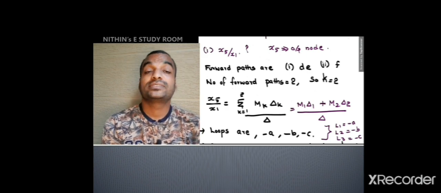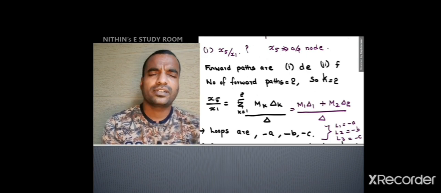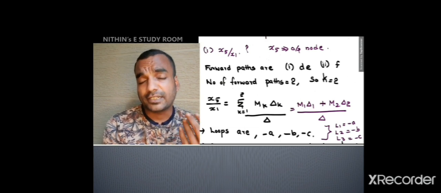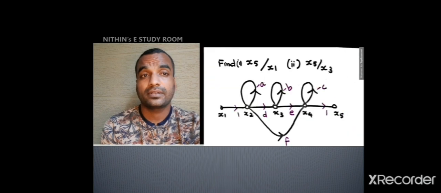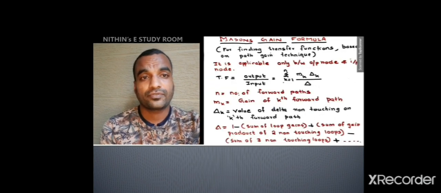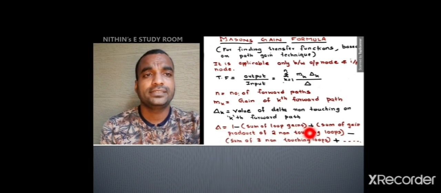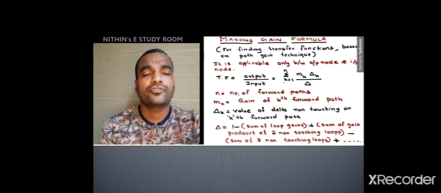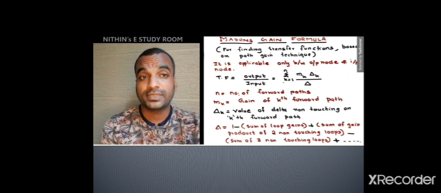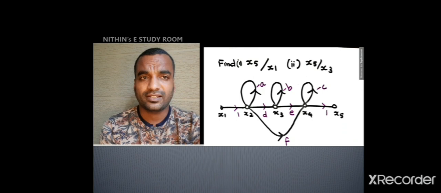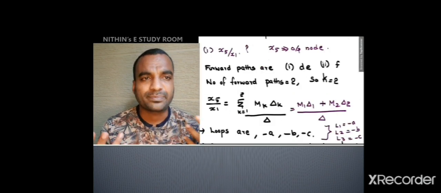Now it's time for finding delta. Delta is all related to the loops. Let me refresh the definition of delta. Delta is nothing but 1 minus the sum of loop gains, plus the sum of gain products of two non-touching loops, minus the sum of gain products of three non-touching loops, and so on. Now you will understand the concept of non-touching.